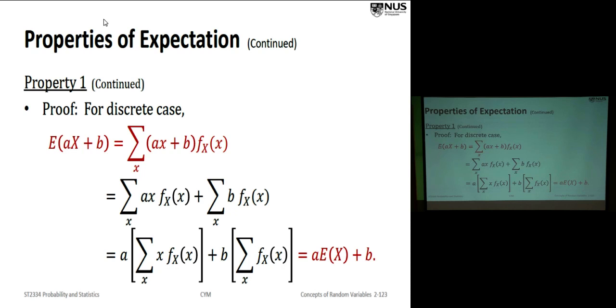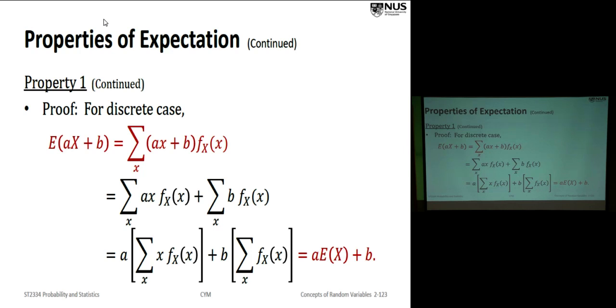So the expectation of AX plus B is by definition the sum of (A times X plus B) times the probability mass function. So what do we know? We know that the sum of two sums is the sum of the sums. Basically, I have this thing multiplied by f of x plus this thing times f of x, and I'm summing those two things. So that's the same as the sum of these two things. Summation is a linear operator.